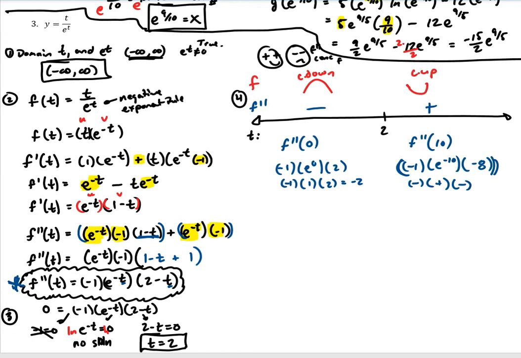Okay, and then let's go ahead and mark it now. So it changed concavity and went from concave down to concave up at 2. So that means we have an inflection point at x equals 2.